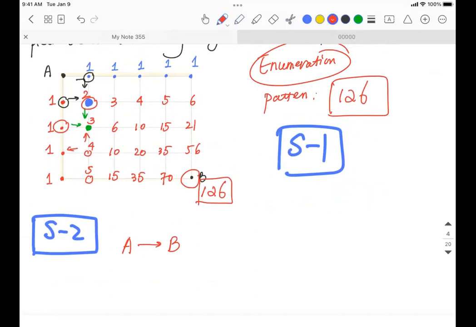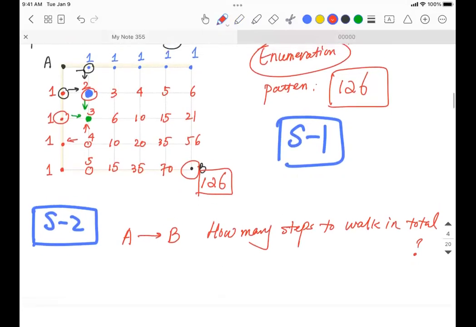From A to B, how many steps do you need to walk in total? Who can tell me? Courtney? 9. This is something quite understandable, right? Perfect. And from these 9 steps, who can tell me how many of them are steps to the south?